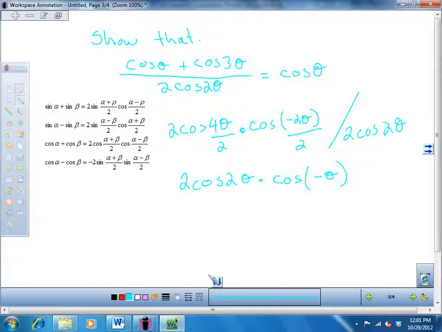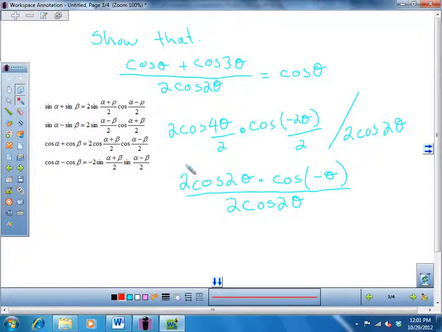Yeah, we're getting there, right? And on the bottom I have 2 cosine 2 theta. 2 cosine 2 theta. And what could I cancel out? Yes, I could cancel out this. Okay? The 2 cosine 2 theta.